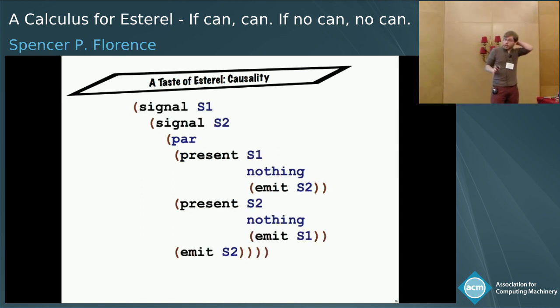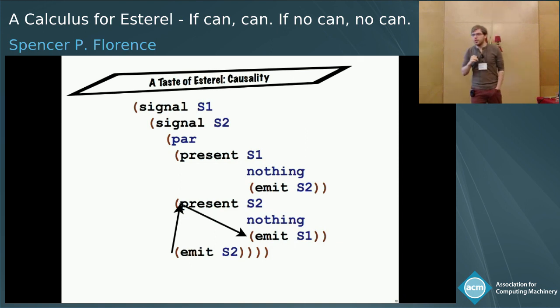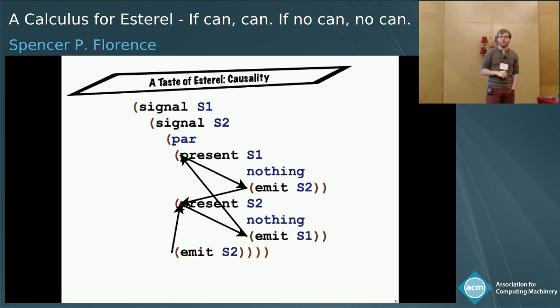Now let's look at this in a slightly more complicated example. This is the third program that I showed you. In this example, the emission of O2 might cause this conditional to make a particular choice. This conditional, depending on its choice, might cause S1 to be emitted. The emission of S1 might cause this conditional to make a choice, which might cause S2 to be emitted, which might cause this conditional to make a choice. But wait a minute, that's a cycle. How can you have a cycle in causality?